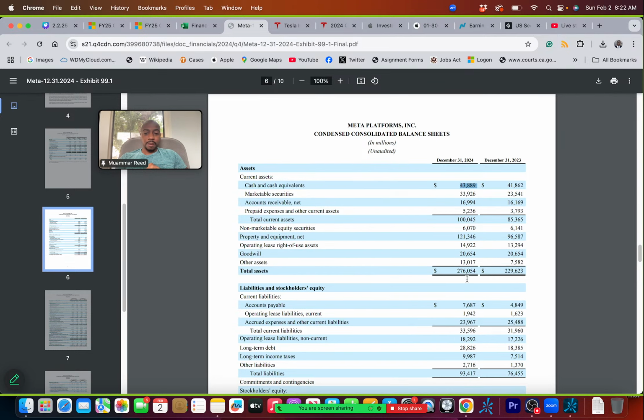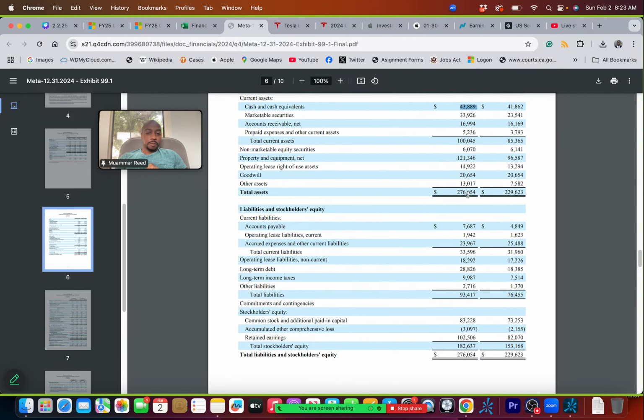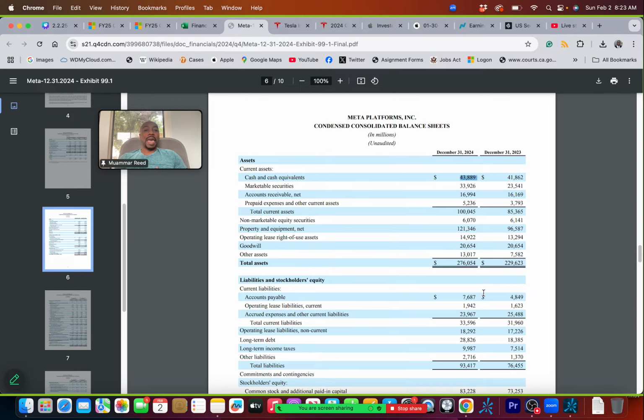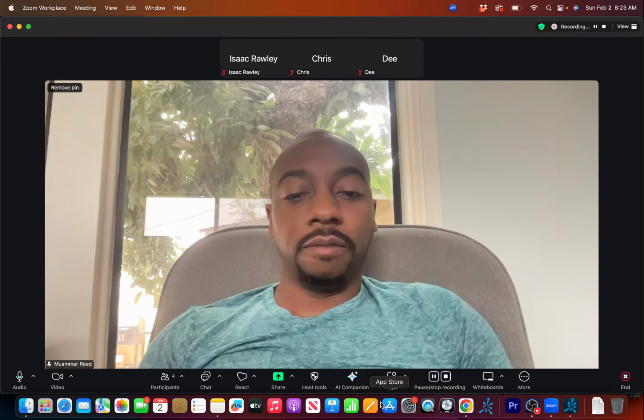From an asset standpoint, they've got $276 billion, and total liabilities is less than $93 billion. So once again, that's a greater than 2-to-1 ratio. So Facebook is well capitalized to weather any financial storm. I think this is a really good stock to invest in.